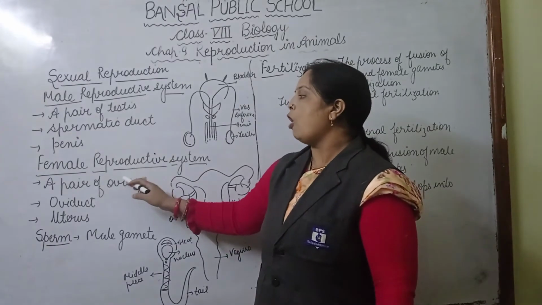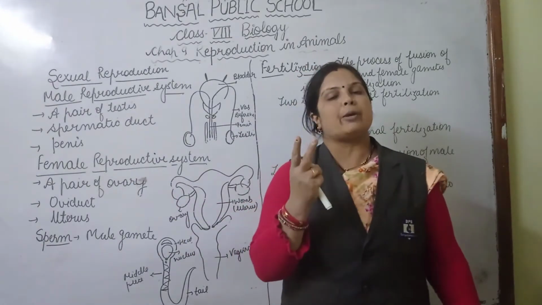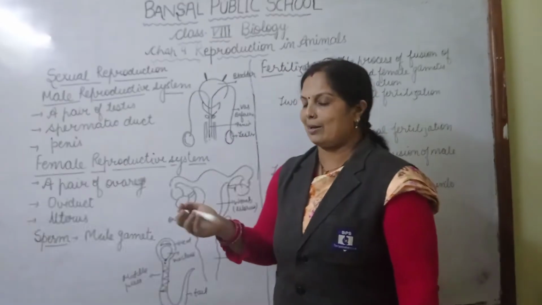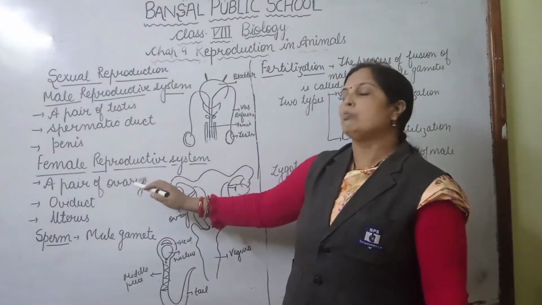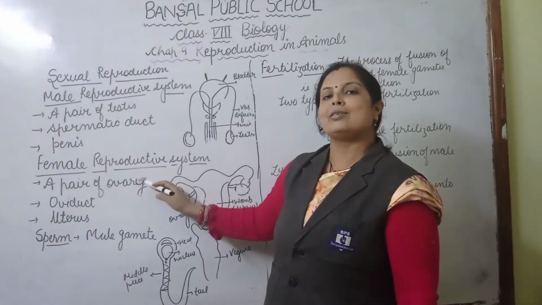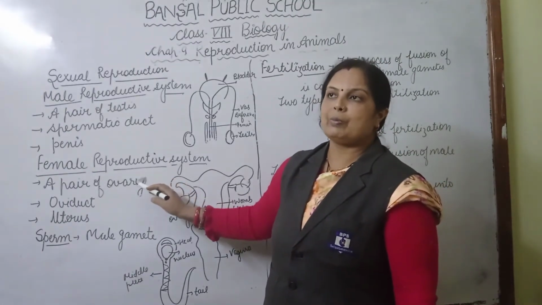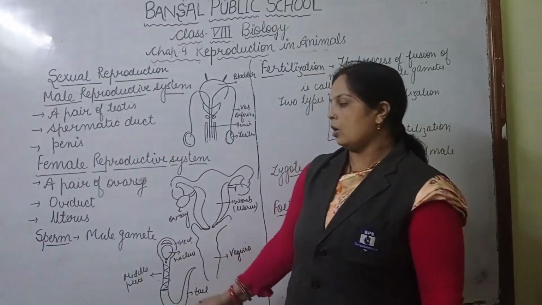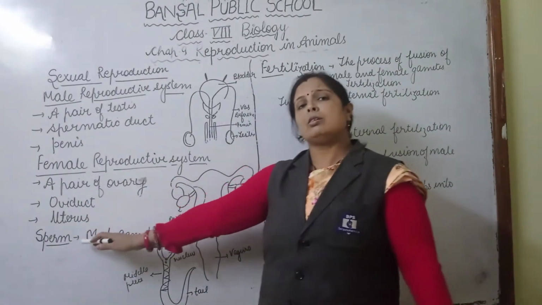In short, in other words, the ovary secretes two types of female sex hormone: one is known as estrogen and the second is progesterone. Both are responsible for secondary sexual characters and also help in conceiving and maintaining pregnancy. Clear? Next, what is the male gamete?